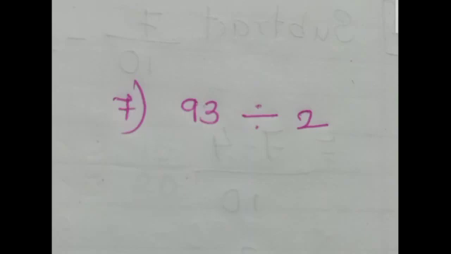Now students, look at the seventh one. The seventh one is 93 divided by 2. So the dividend is 93 and the divisor is 2. Look at the first number in the dividend, that is 9. Now students, 9 is greater than 2. Yes or no? Yes. So what we are supposed to do is the division of a single digit number. First we will do the division of 9, then bring down the next number, that is 3, and do the division with the number 3. Now let us solve this division.